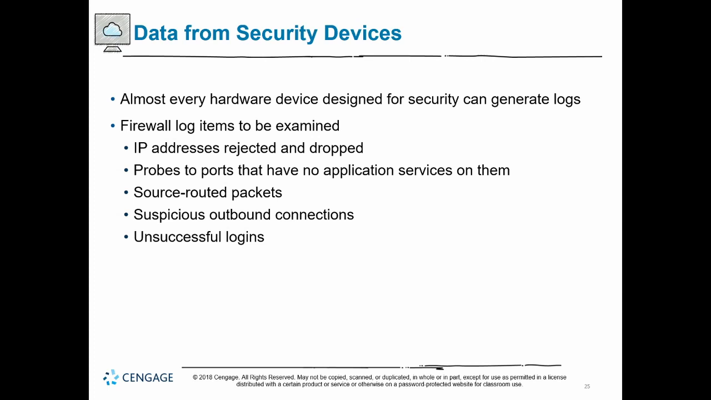Also review probes to ports that have no application services on them, source routed packets, and suspicious outbound connections. If someone's using a different DNS server or connecting via port 53, for example, if you see an outbound connection via port 53 and you have an internal DNS server, that's kind of suspicious. So you want to be careful on that.